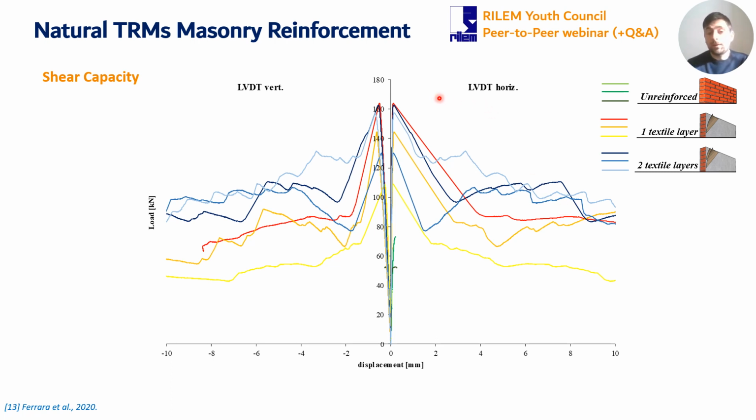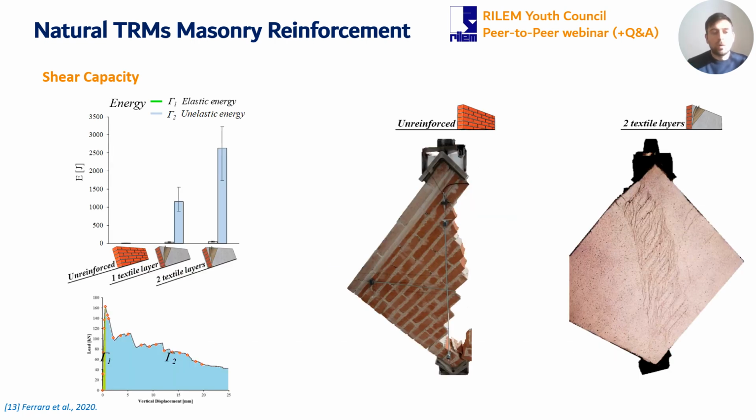In both reinforced cases, we can observe a significant drop of the load after the maximum capacity has been achieved, and this is also due to the mechanical behavior on the local scale that we have seen of this composite, which is characterized by a significant drop of load in tension. If we look at the results, in this case I am plotting the energy, and with gamma 1 we have the energy in the elastic phase, gamma 2 the energy in the post-elastic phase.